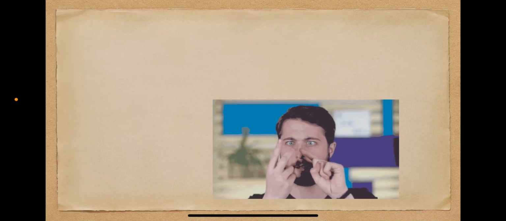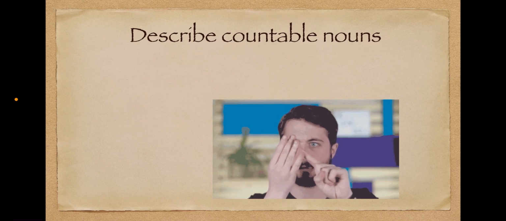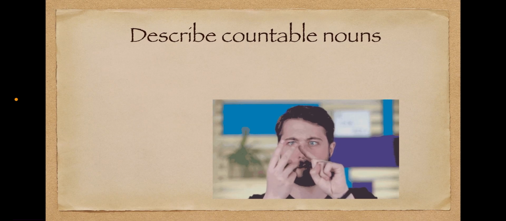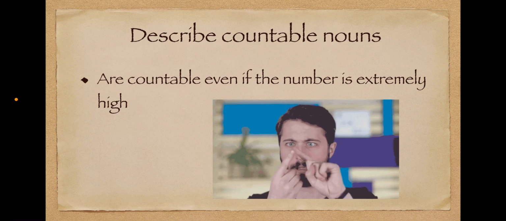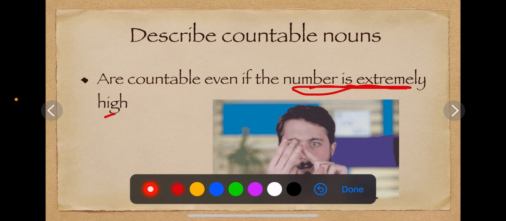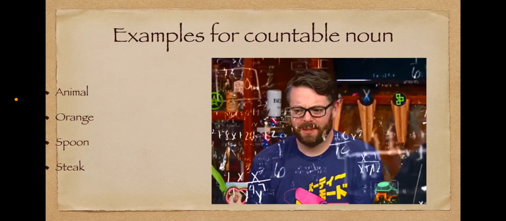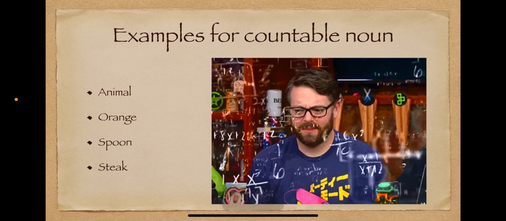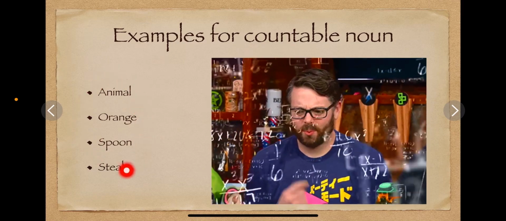So, what is a countable noun? Describe to me a countable noun. I'm going to give you a minute to pause the video so you can give me your answer. Now, they are countable even if the number is extremely high. As we said, no matter how high the number is, they are considered countable. Examples of countable nouns are animal, orange, spoon, steak. These are very simple examples of countable nouns.